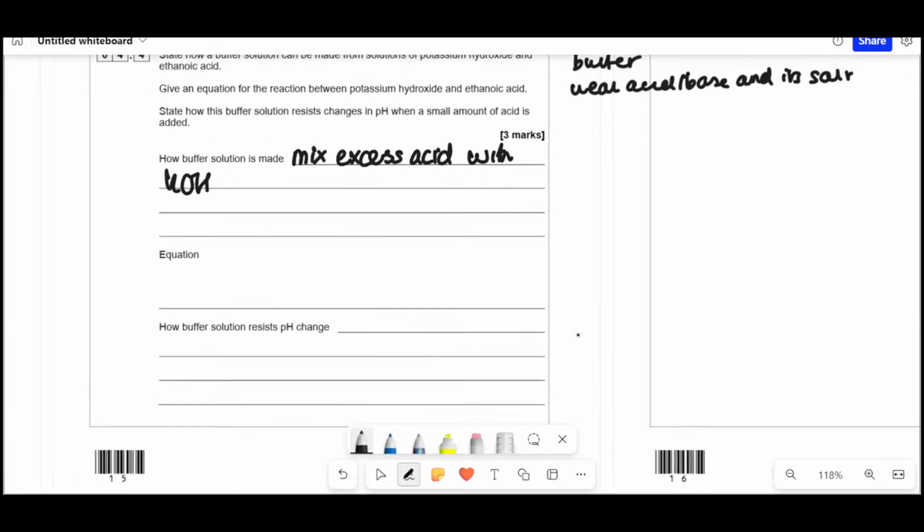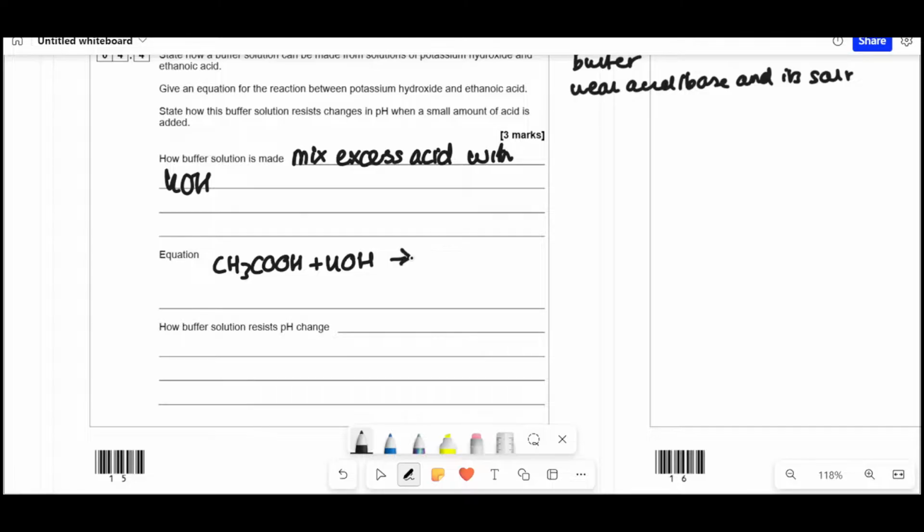Then it says, well, write the equation for this. So ethanoic acid is CH3COOH plus KOH. So just have a think about what normal reactions happen. So NaOH plus HCl, right? You know it's NaCl and H2O, right? So an acid plus a base makes a salt plus water. So just do the obvious one.